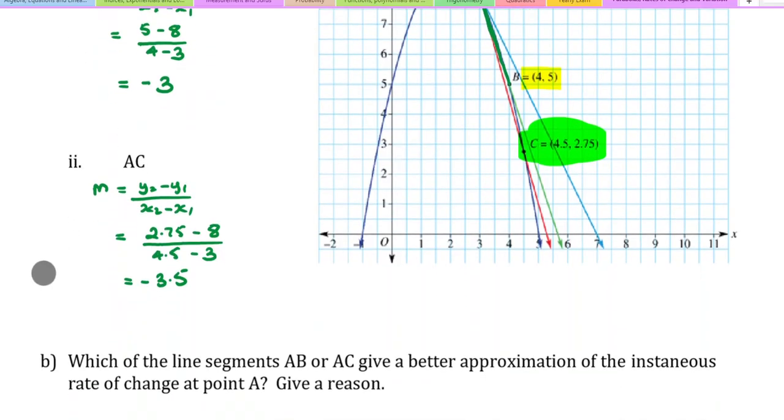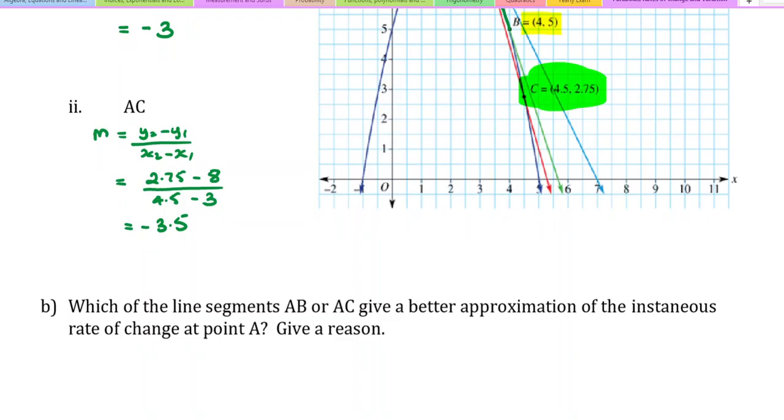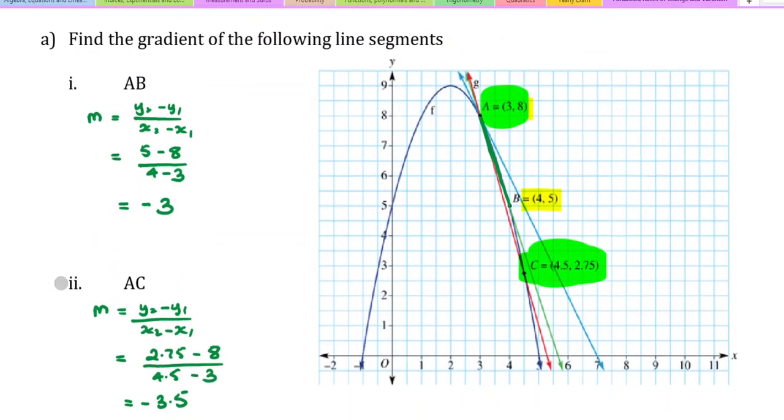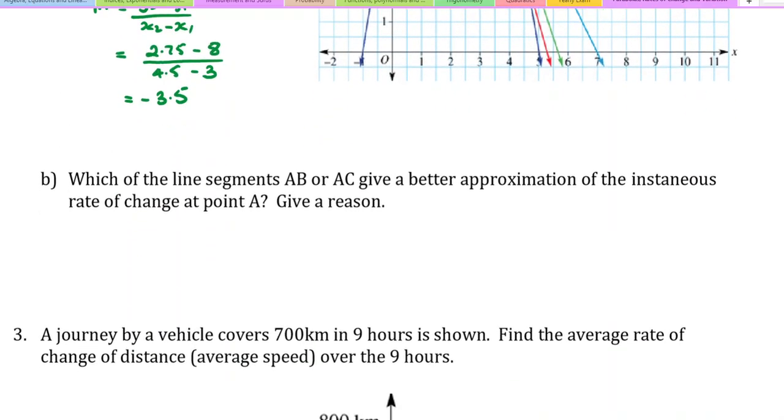So in part B, it says which of the line segments, AB or AC, gives a better approximation to the instantaneous rate of change at point A. Give a reason. So which one of those two is closer to that blue line that we're trying to approximate? And the answer is the green line, which was from A to B. So it's closer to that tangent. So AB, as it is closer to the tangent.